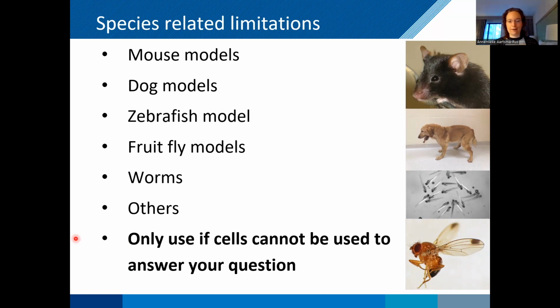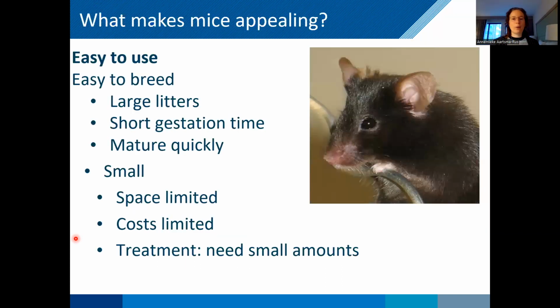If cells can give you the answer to your question, use cell models, and especially now with induced pluripotent cells, there is a lot more opportunity here. However, there are questions where you need an animal model to answer, and only then should you use them. And then the question is, which one should you use?